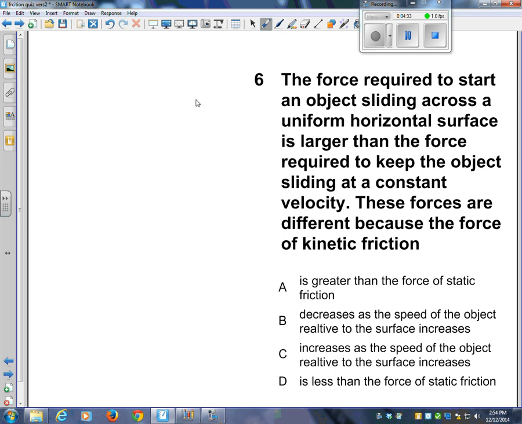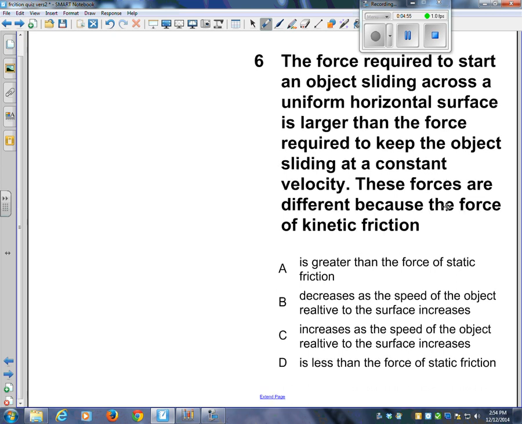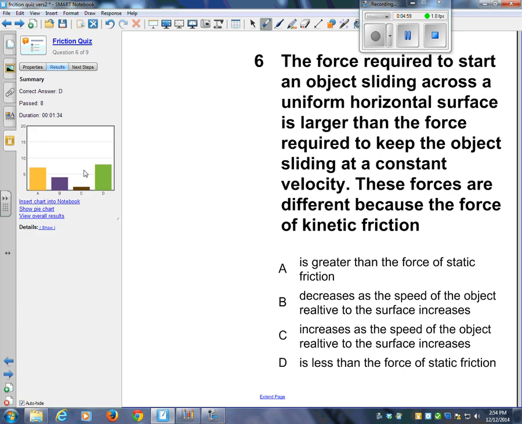The net force required to start an object sliding across a uniform horizontal surface is larger than the force required to keep it sliding at constant velocity. These forces are different because the force of kinetic friction is greater than the force of static friction, decreases as the speed of the object relative to the surface increases, or is less than the force of static friction. And unfortunately, how do we do? Maybe I shouldn't say unfortunately. We didn't do so good.